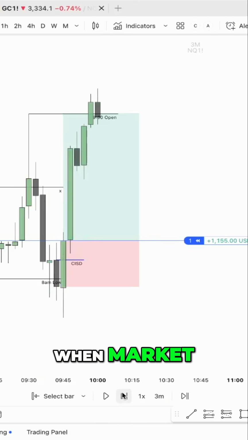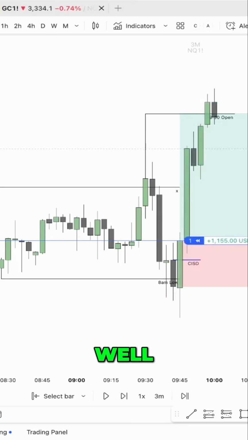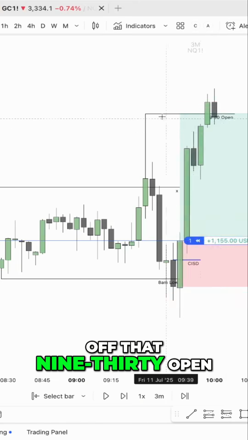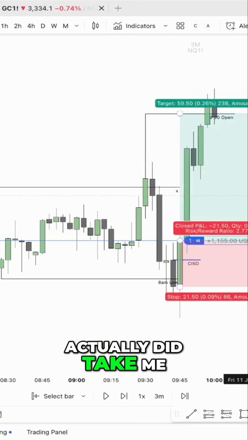Now let's see what happens when market, once we retest this 930 open, what do we see happen with market? Well, we end up rejecting off that 930 open, since once again, that becomes a draw on liquidity. And so this trade actually did take me out for a beautiful 2.77R.